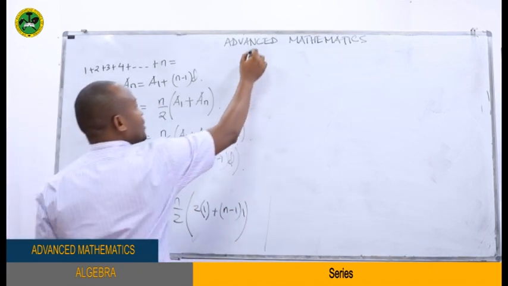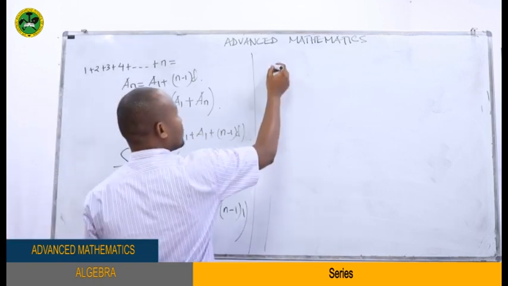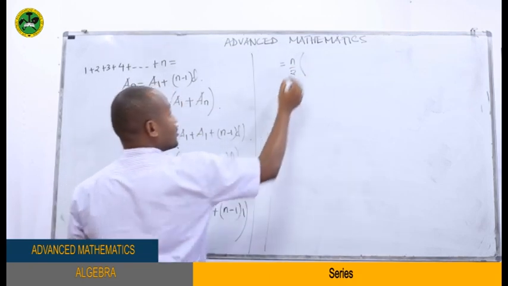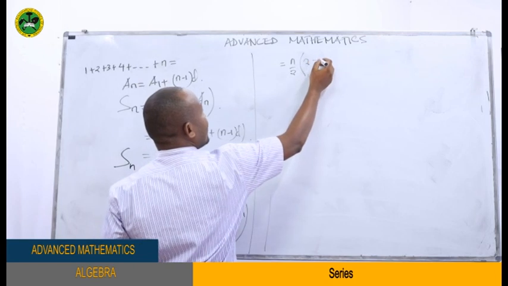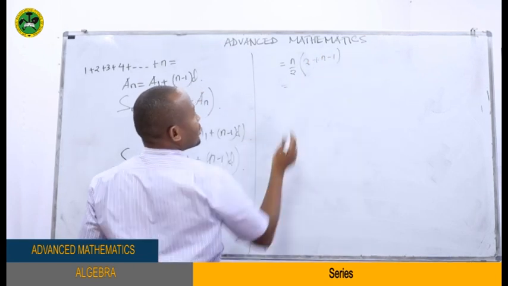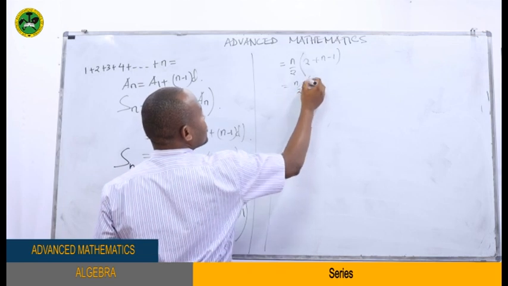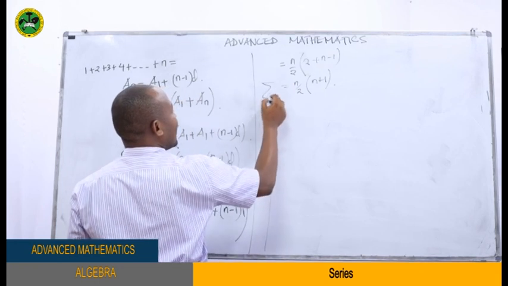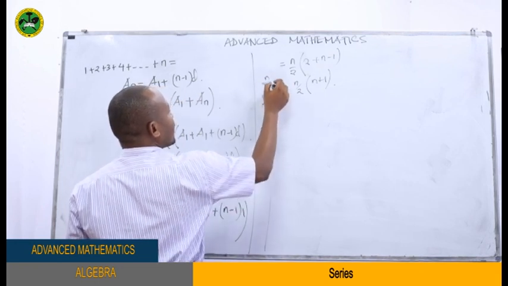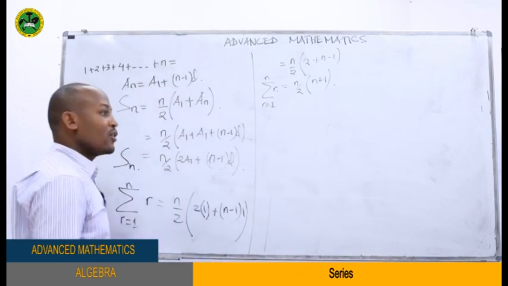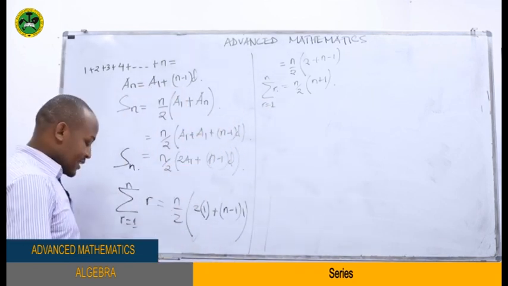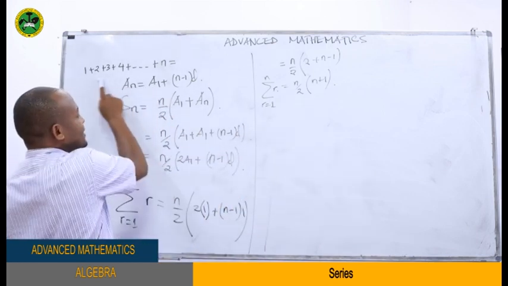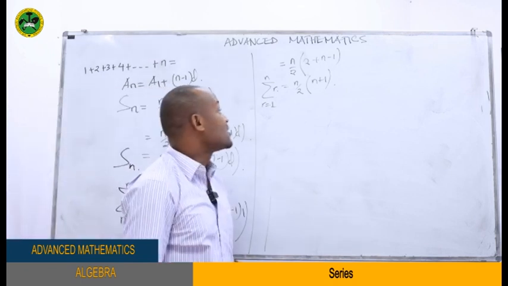So simplifying that, we are going to have n over 2, then times 2 plus n minus 1. So this equals n over 2, then this will be n plus 1. You will see that the formula we have obtained, after writing that series in sigma notation, has become the formula that is used to find the summation of the first n terms. That means we are correct.